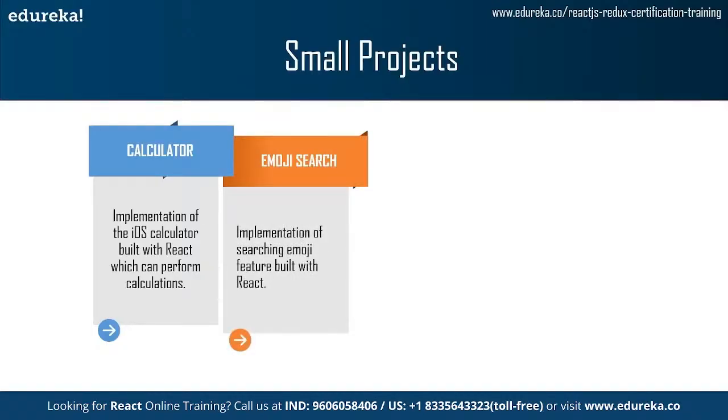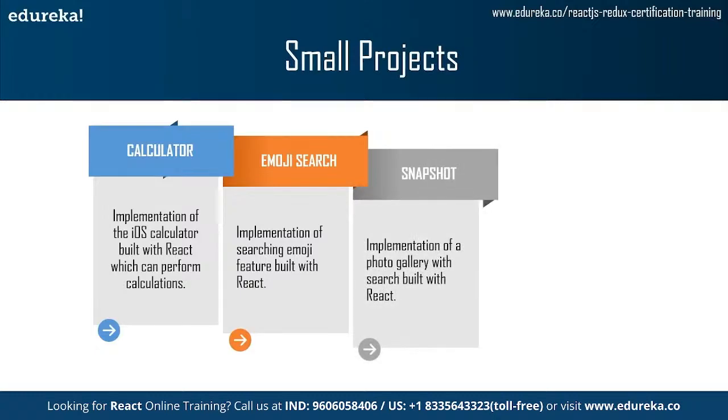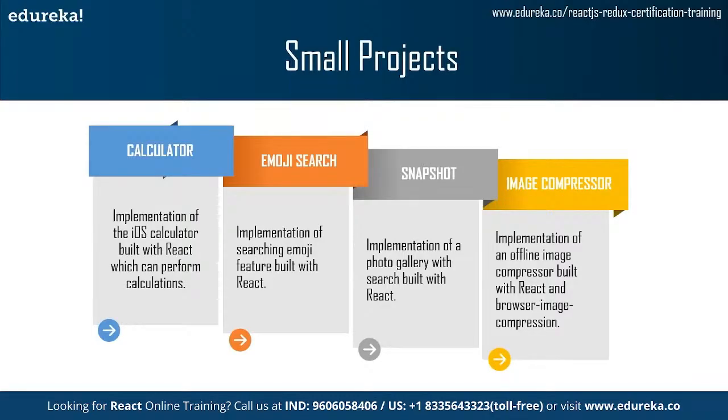Talking about emoji search, a React app for searching emoji. Everyone in daily life uses some chatting app where we can't do without appropriate emojis or emoticons. So you can just create that emoji search feature using React.js. Talking about snapshot, a photo gallery with search. We can search a particular picture with the associated keywords or tags, and that's what we need to do in snapshot using React. Talking about the image compressor, an offline image compressor built with React and browser image compression.